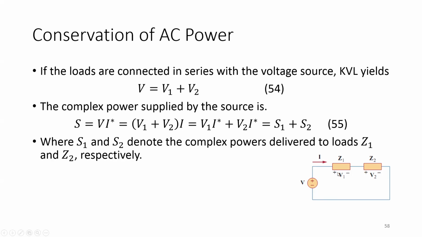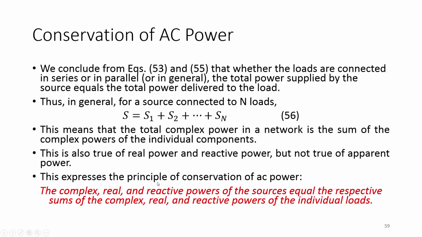Similarly, for series connected loads, we can have this voltage division, and using the similar relationship we can derive this one: V1 times I conjugate plus V2 times I conjugate is equal to S1 plus S2, which ultimately is same as the previous equation. So this shows that the complex power delivered to load Z1 and Z2 will be summed up to get the total complex power delivered by the source. This can be generalized for any number of loads like this one.